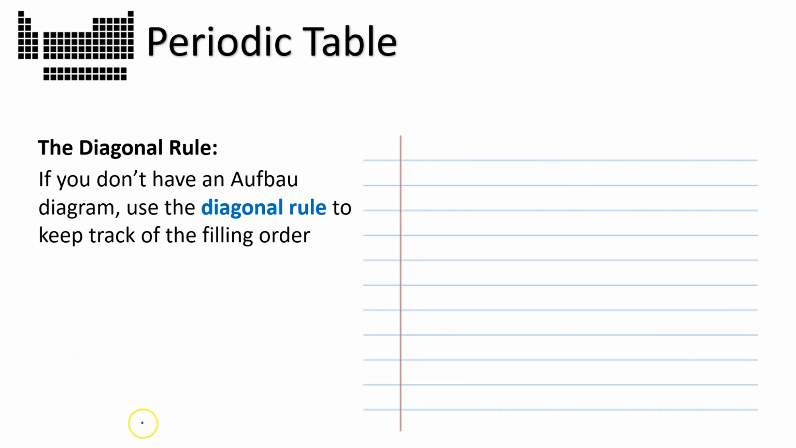Luckily, we have a trick for that, and it's called the diagonal rule. It still takes a little bit of memorization on your part, but if you can write this out, it's going to always give you that electron filling order. Here's how it works. You want to start with a piece of lined paper to keep everything nice and neat, and begin at the top with the 1s orbital.